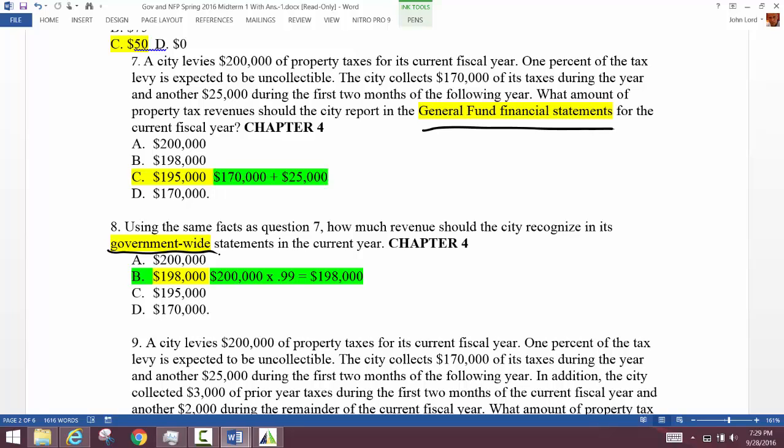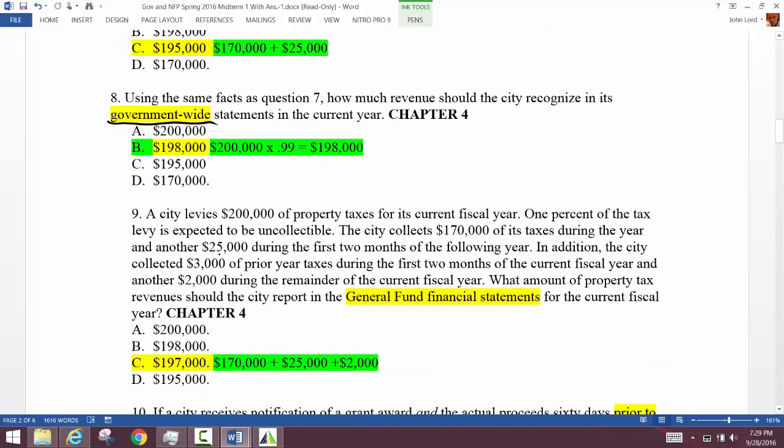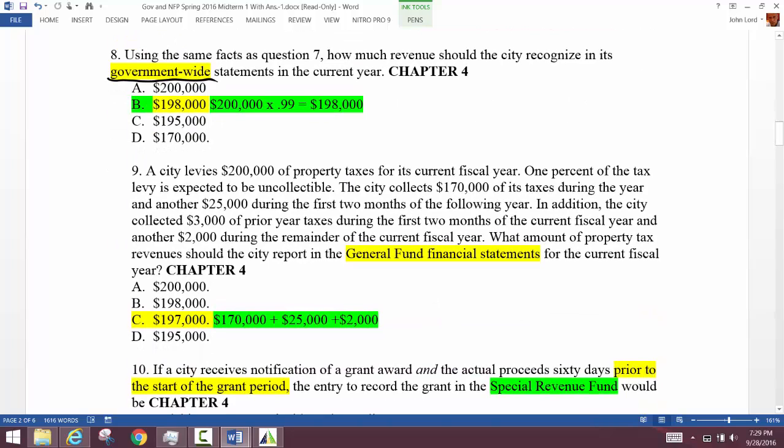Question? Okay, good. Number 9. A city levies $200,000 in property taxes for its current fiscal year. 1% of the tax is expected to be uncollectible. The city collects $170,000 of the taxes during the year and another $25,000 in the first 2 months of the following year. In addition, the city collects $30,000 of prior year taxes during the first 2 months of the current fiscal year and $2,000 during the remainder of the current fiscal year.